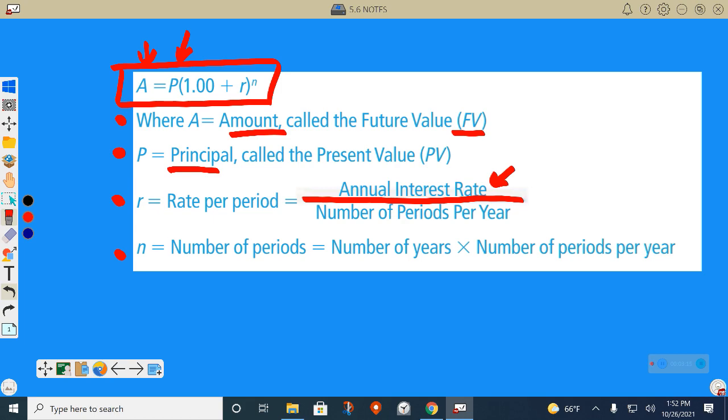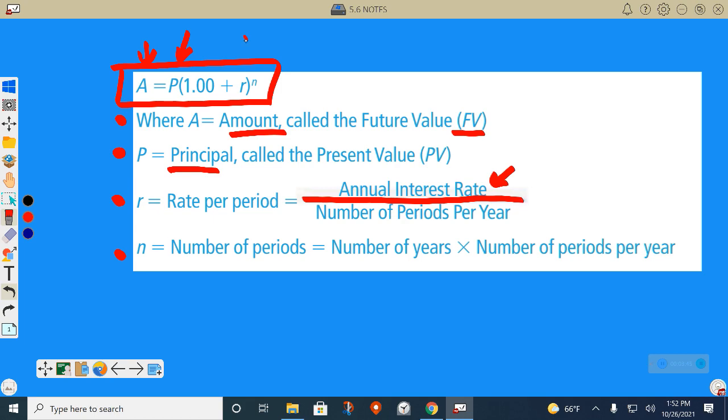You guys remember from yesterday? How many times? If it's 6 months, how many times per year then? 2. 2 times per year. So you divide by 2 if it's semi-annual. If it's quarterly, it's every 3 months, that's 4 times per year. If it's monthly, how many times per year is monthly? 12. That denominator would be 12. You see, it just depends on the account. How many times per year does the interest grow? That's what that denominator is.